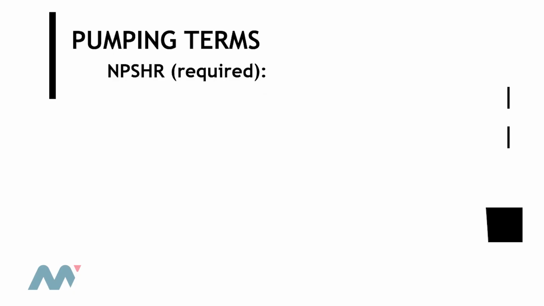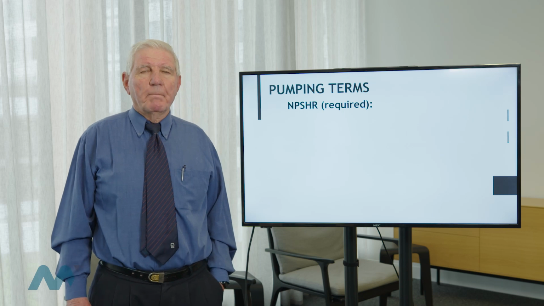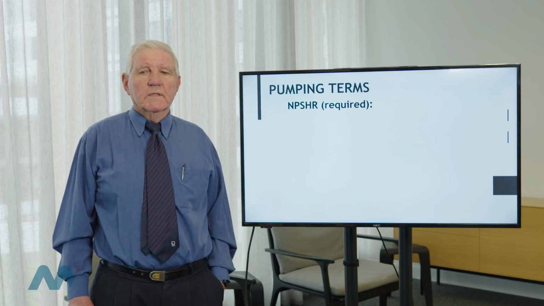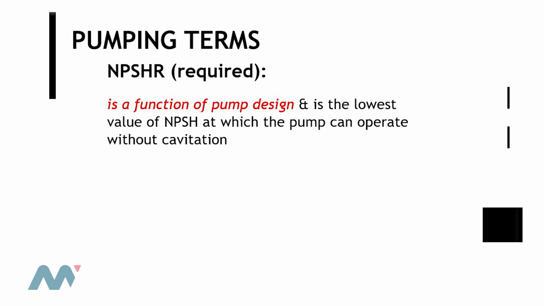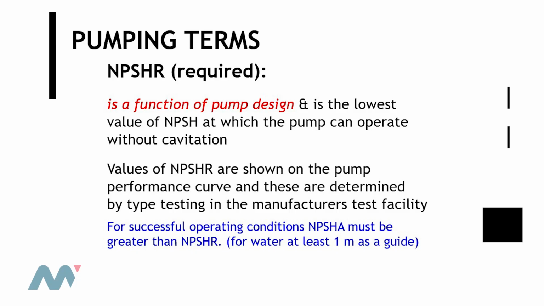NPSHR is a phenomenon that belongs to the pump, and this information is given to you by the pump manufacturer on the pump performance curve. So it's a function of the pump, and it is determined by testing for NPSH in the pump manufacturer's works. It gives us the value of pressure that has to be applied at the pump suction to prevent cavitation occurring in the pump suction. Okay, for successful operation of your pump, the NPSH-A must be greater than the NPSH-R of the pump.